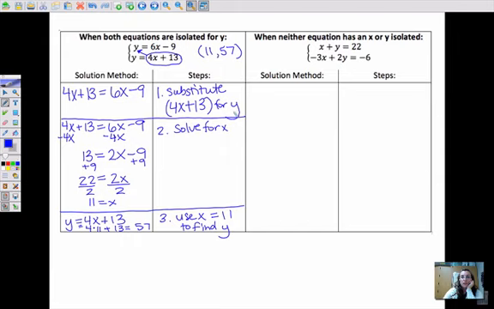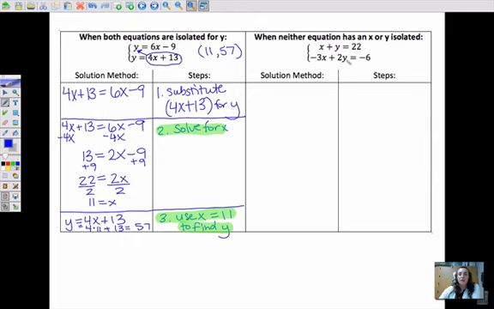All right. In this last example, we're not going to go through the whole solution method, but I'm going to get it set up, and then the steps would be the same as before. Solve for x and use x equals 11 to find y. If you haven't done so already, pause the video and copy down your notes for this last example.